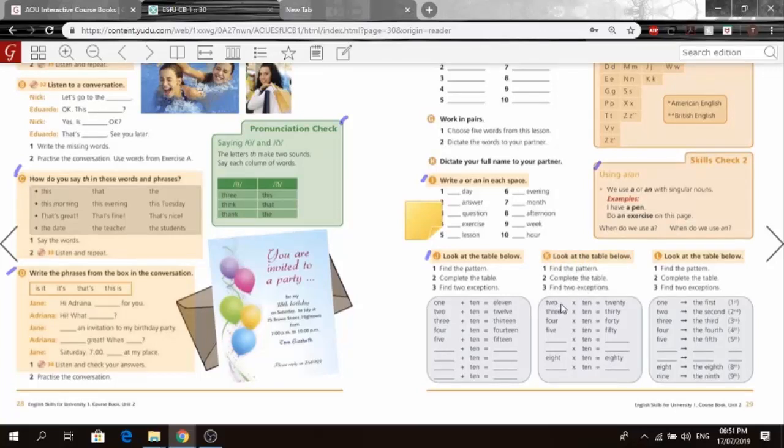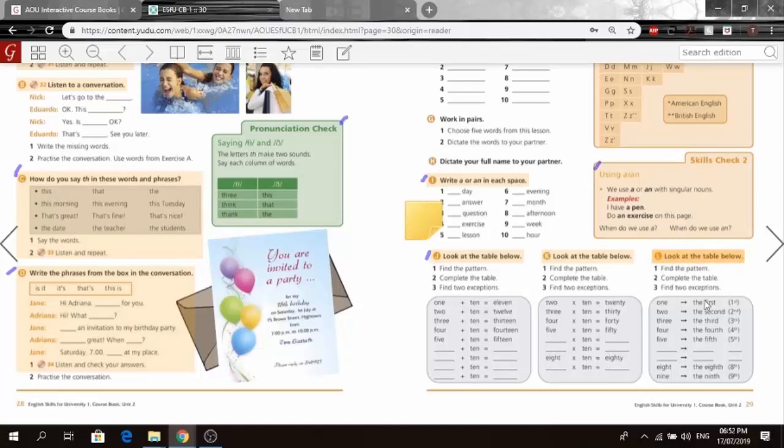exceptions. So 2 multiply 10 is 20. This is 20. 3 plus 10 is 30. 4 multiply 10, or not plus, sorry, I said plus here. 3 multiply 10 is 30. 4 multiply 10 is 40. 5 multiply 10 is 50. 6 multiply 10 is 60. 7 multiply 10 is 70. 8 multiply 10 is 80, okay? 9 multiply 10 is 90, okay?